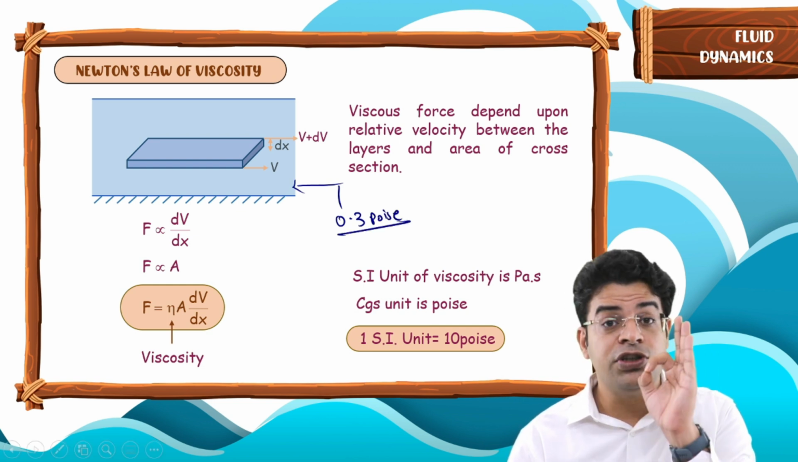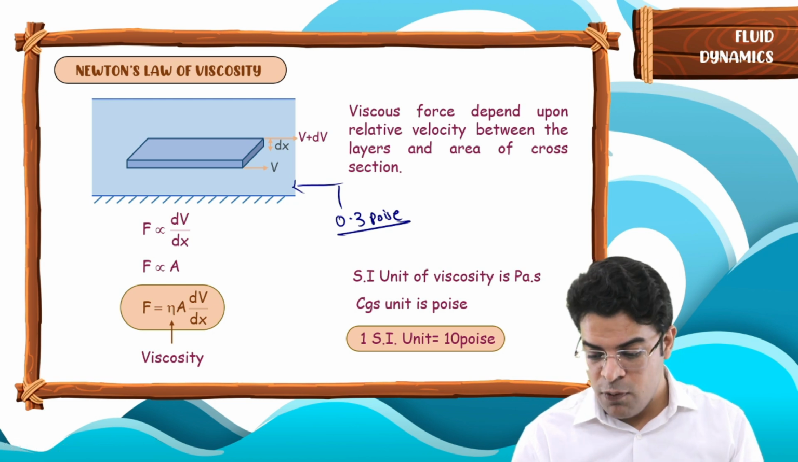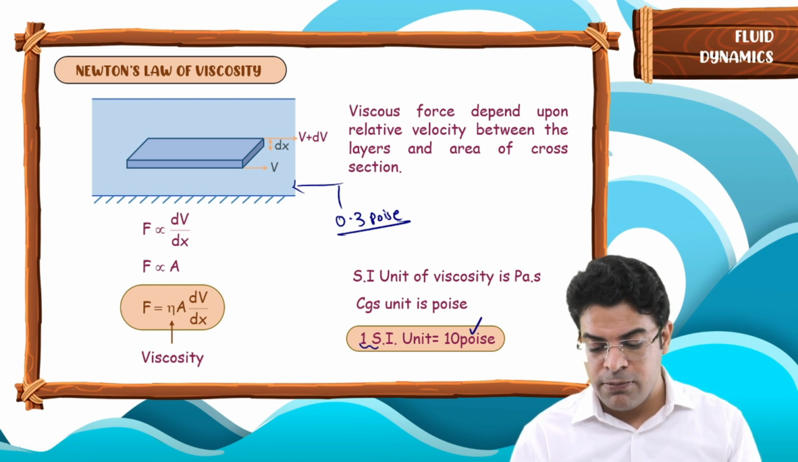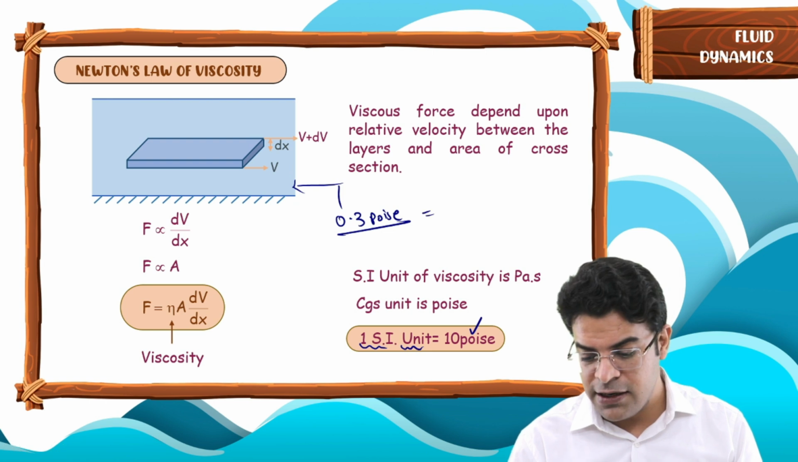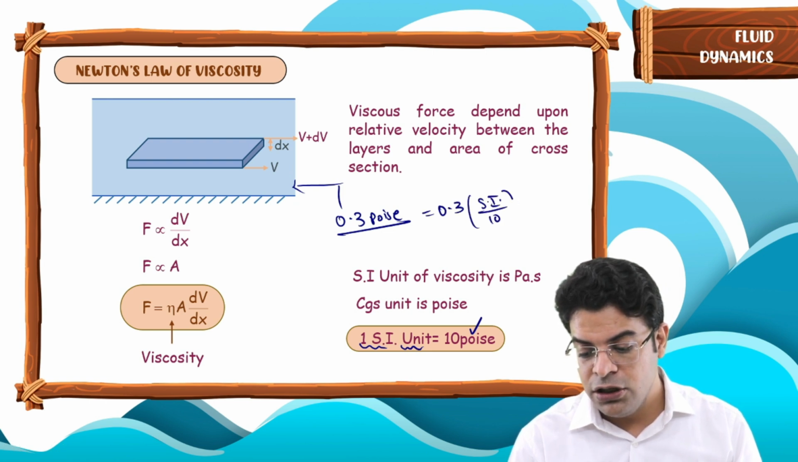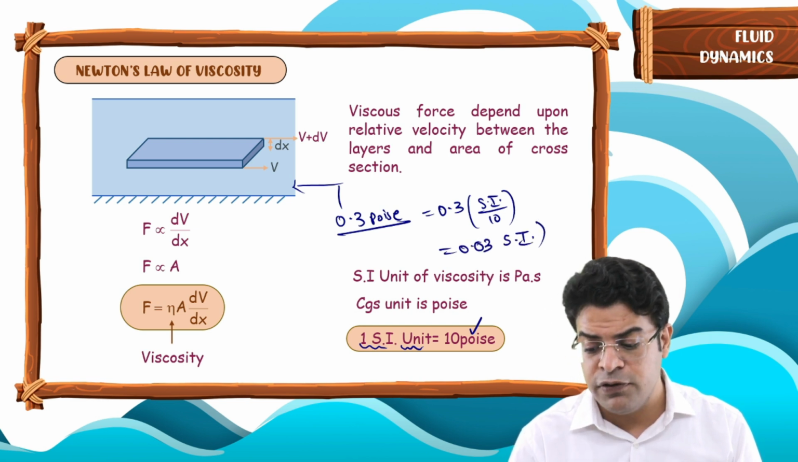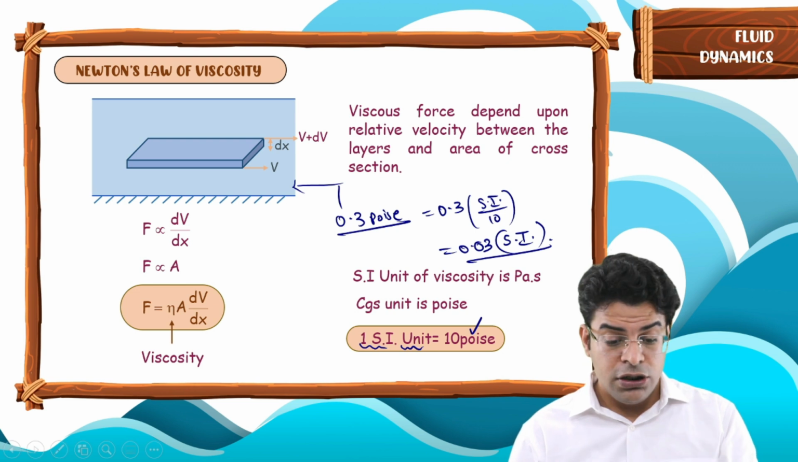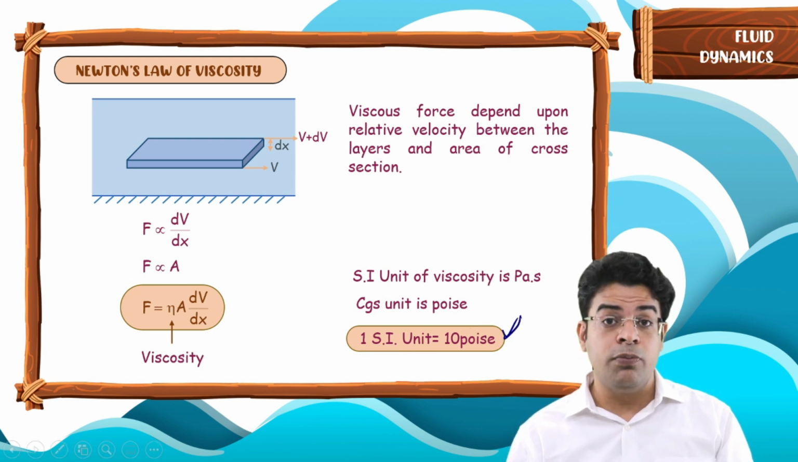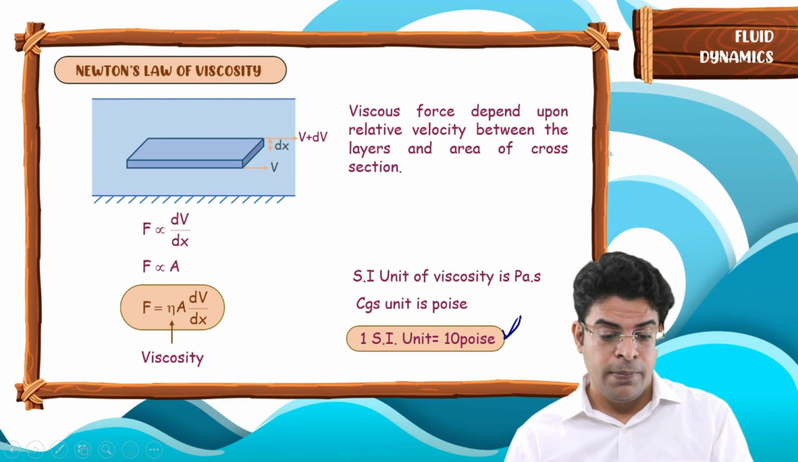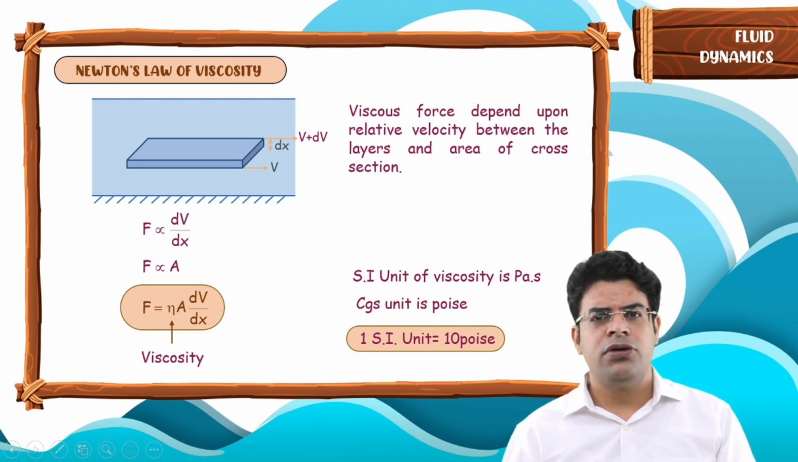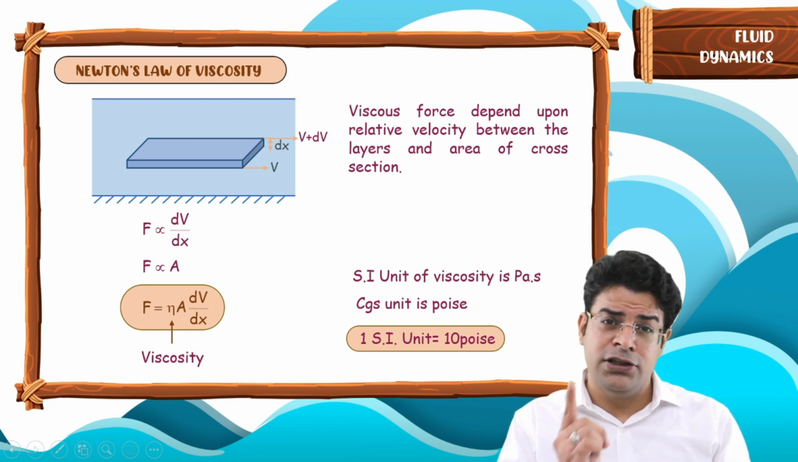No, substitute it in SI unit. Now 1 poise equals 1 by 10 of SI unit. So write it as 0.3 into SI unit by 10. So you will get 0.03 as the value of viscosity in the SI unit. So this particular conversion is super duper important. Okay. Now moving on to only one question to practice on viscosity.